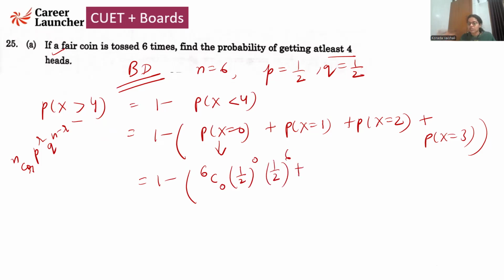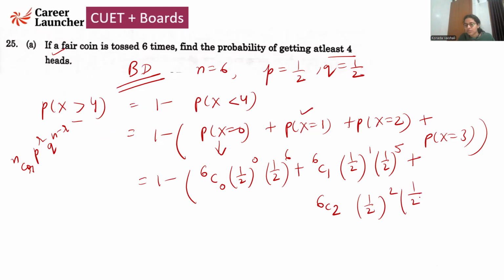Similarly, I'm moving down to the next one, which is the probability of getting a single head, 6C1, 1 by 2 to the power of 1 and 1 by 2 to the power of 5. Then 6C2, this is 1 by 2 to the power of 2 and this is to the power of 4. And the final one is 6C3, 1 by 2 to the power of 3 and 1 by 2 to the power of 3. So we need to solve this down.